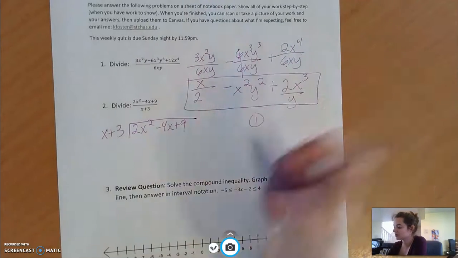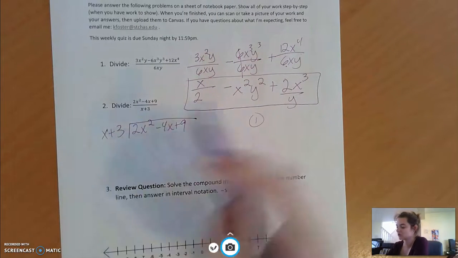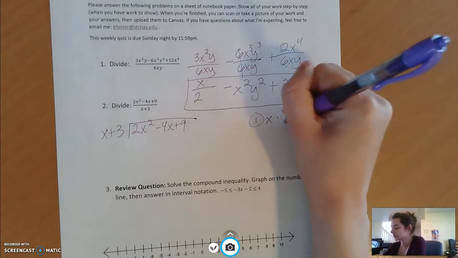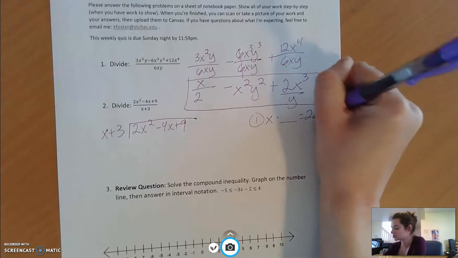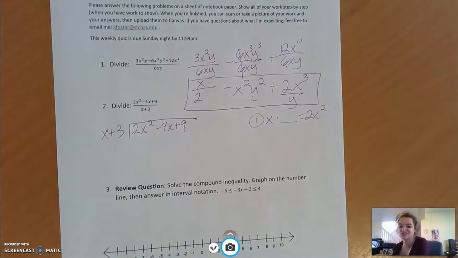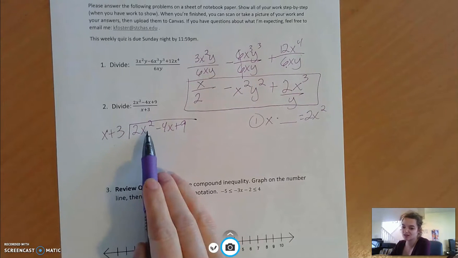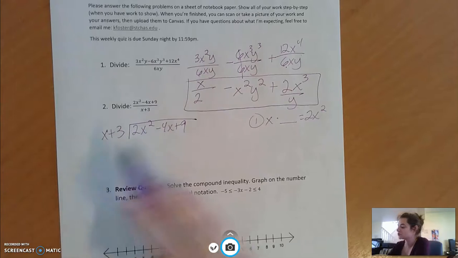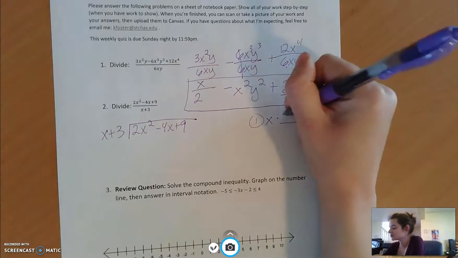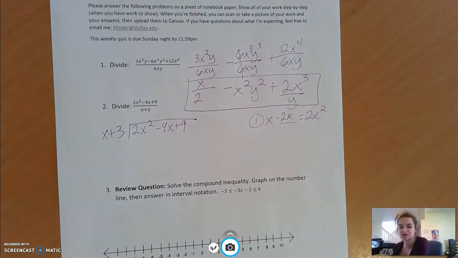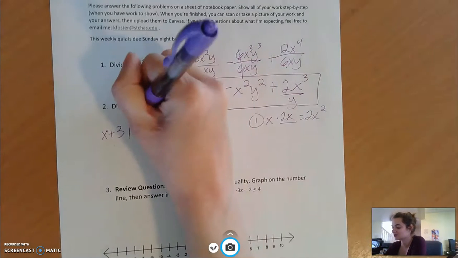So the first step we're going to think about is that first term, which is x, times what gives you 2x squared? It's kind of how many times does it go in? How many times does that outside number go into the inside? Okay? So x times 2x would give us 2x squared. Just like regular long division, that 2x goes on top.